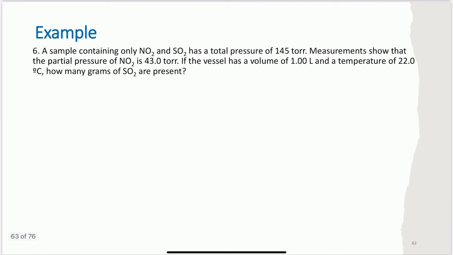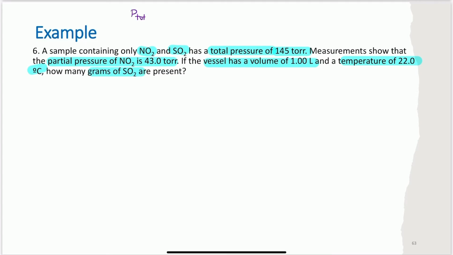A sample containing only NO2 and SO2 has a total pressure of 145 torr. Measurements show that the partial pressure of NO2 is 43.0 torr. If the vessel has a volume of 1 liter and a temperature of 22 degrees C, how many grams of SO2 are present? So I've got something that has NO2 and SO2, total pressure of 145. Partial pressure of NO2 is this. Volume of 1 liter, temperature of 22 degrees C, how many grams of SO2?